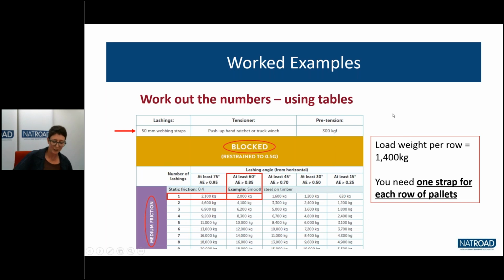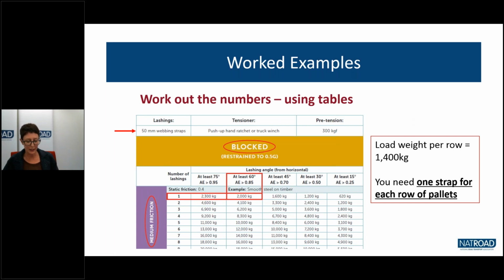Okay, so now we've got all the information. We know the total weight of the pallet row, the friction level, and also the lashing angle. Now we can work out how many straps we need using the tie-down lashing tables. These are all in the back of the guide in the appendix. There are a number of tables there for different straps and tensioners, but we're going to use the one for the 50mm webbing straps and the truck winch because that's the equipment we're using.